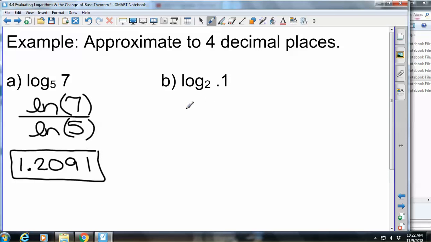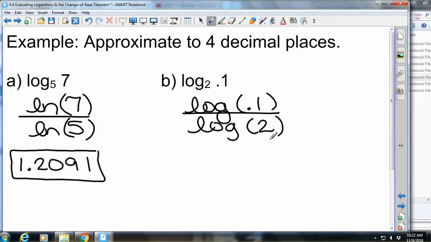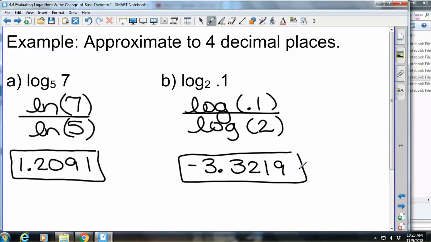B, we would do the same thing. If you wanted, you could go to common log, it doesn't matter. So it'd be log of which one? The 1/10 over the log of 2. You get negative 3.3219.